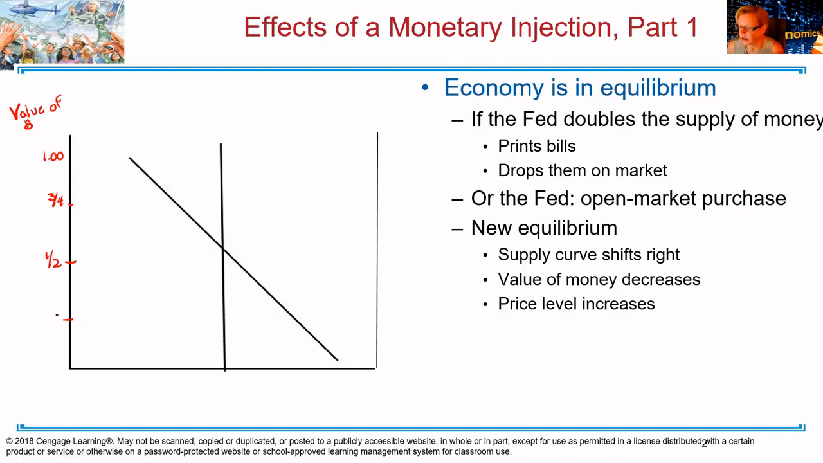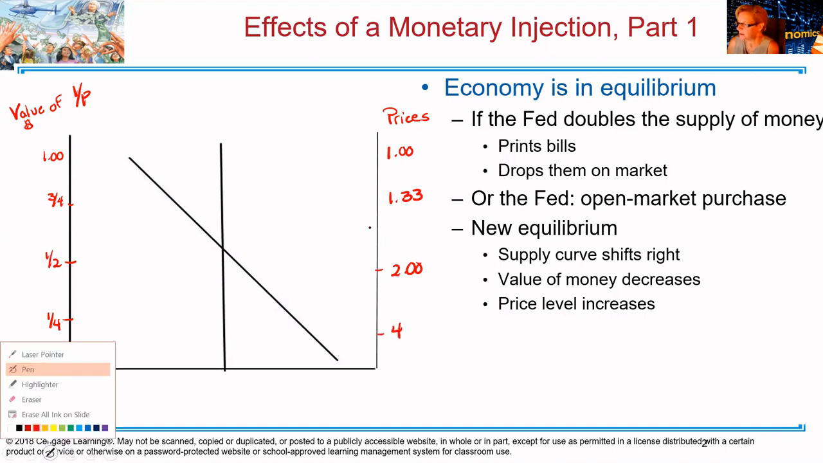Okay, 1/4. So the value of the dollar is equal to 1 over the price level. So over here, we're going to put the price level, what's happening to prices. So 1 over 1 is 1. 3/4 would be 1.33. And the corresponding would be 2 and 4. And I should actually erase the $2 thing because it's actually a price level that has doubled.